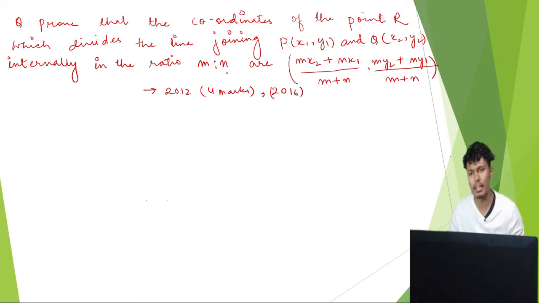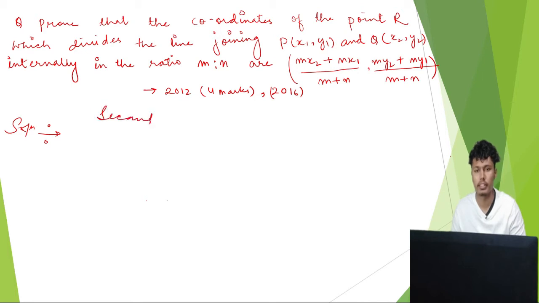So prove that the coordinates of the point R, which divides the line joining P(x1, y1) and Q(x2, y2) internally in the ratio m is to n, are (mx2 plus nx1) divided by (m plus n), (my2 plus ny1) divided by (m plus n). So solution. What does the question say? We need to prove what the coordinates of the point are. This is also called the second formula. It is there in your textbook.